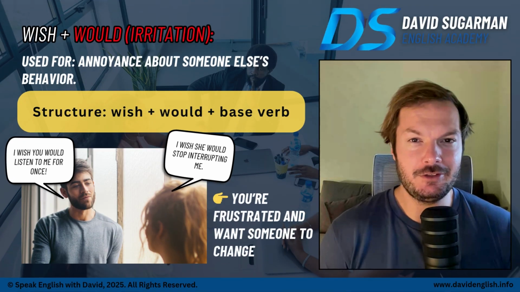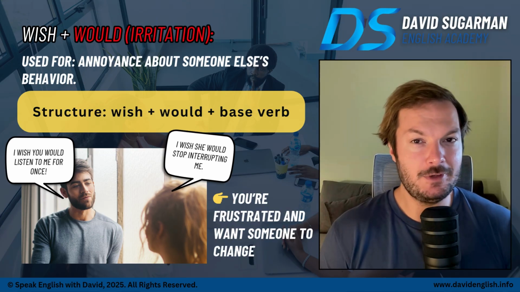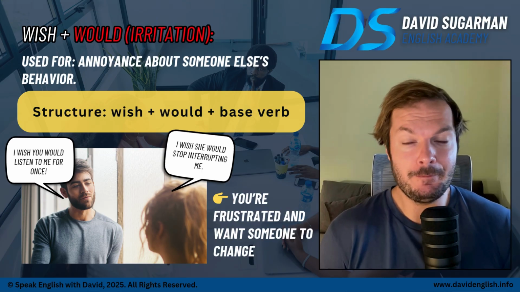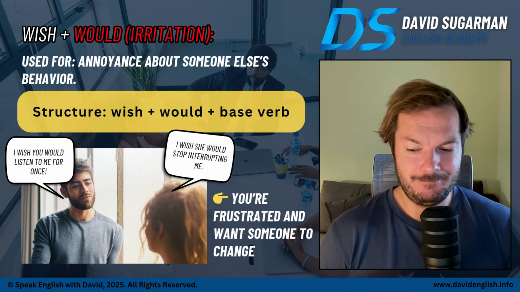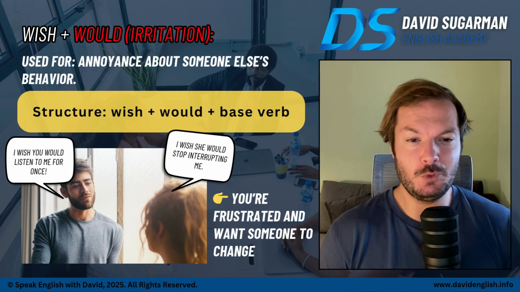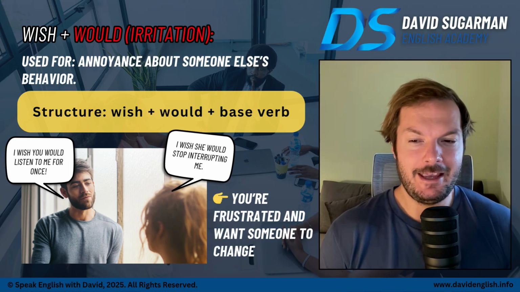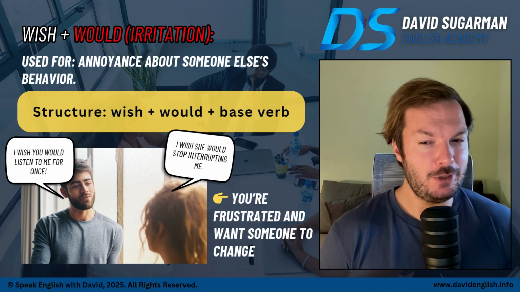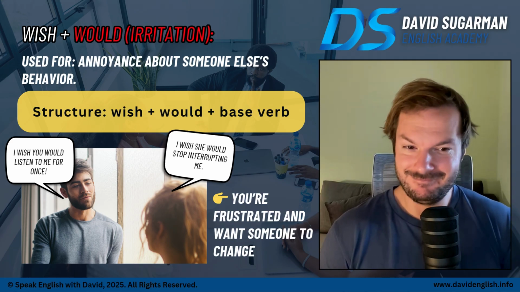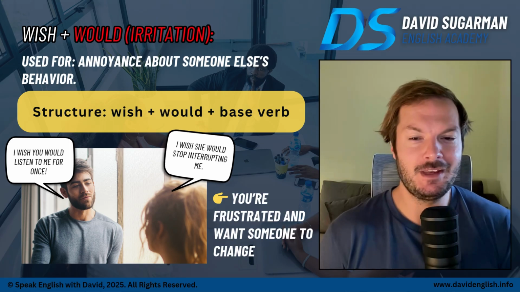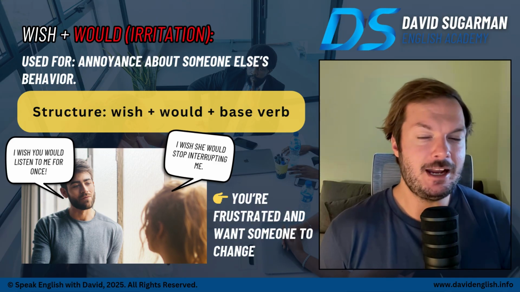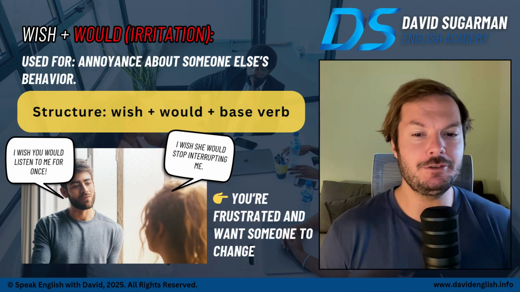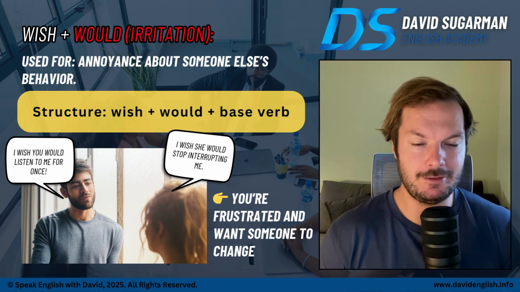You will hear this structure a lot if someone's annoyed with you or irritated with you. So it's wish plus would. It's used for annoyance about someone else's behavior. The structure is wish plus would plus the base verb. And it sounds like this: I wish you would listen to me for once. Maybe you've heard this before. I wish she would stop interrupting me. So it's kind of a complaint, but you're frustrated and you want someone to change.